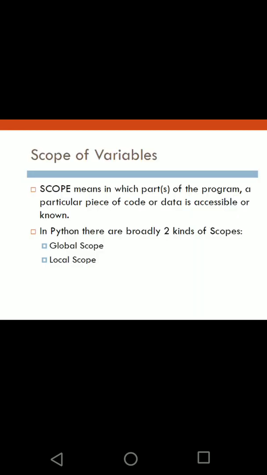So we have learned what a function is, how functions have to be defined, how functions are used, how to write a function, etc. Now we are going to learn what variables are, the different types of variables we have learned, and the scope of those variables. Scope means in which part of the program a particular piece of code or data is accessible. So Python has two types of scopes, that is global scope and local scope.